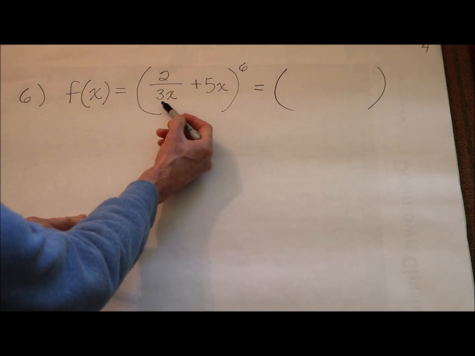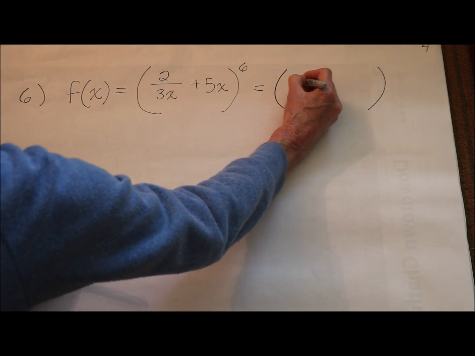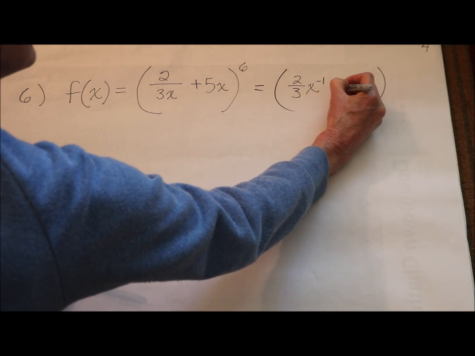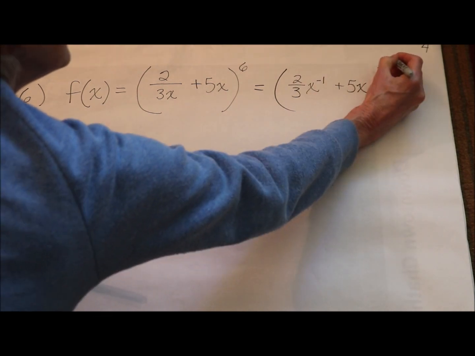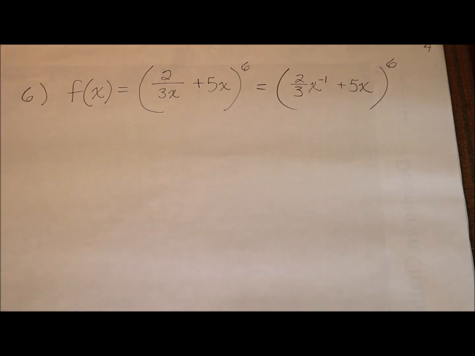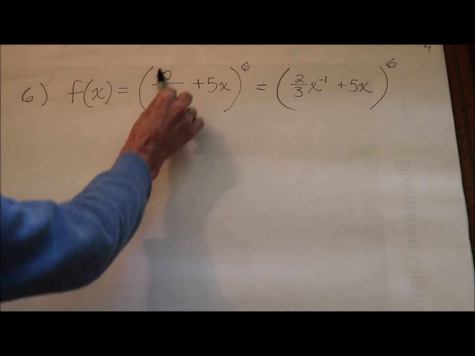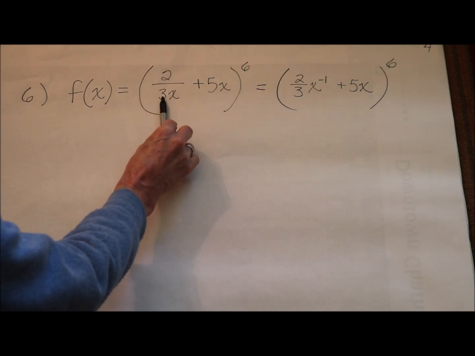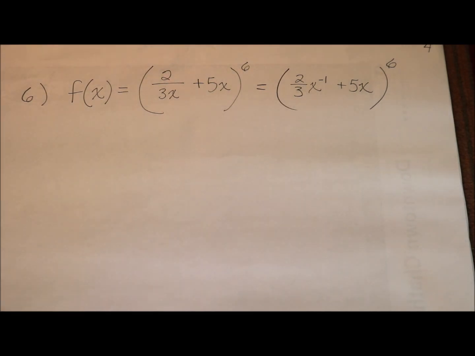2 over 3x. I could make that a lot easier by just rewriting that as 2/3 times x to the negative 1 plus 5x. So I'm going to, before I take the derivative, I'm going to rewrite that. Remember, you could take the derivative of this piece when you get to it using the quotient rule, but wow, that would be confusing. Let's rewrite it first. Now I'm ready to roll.